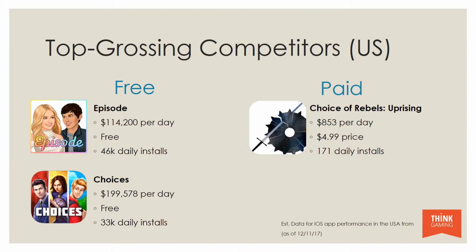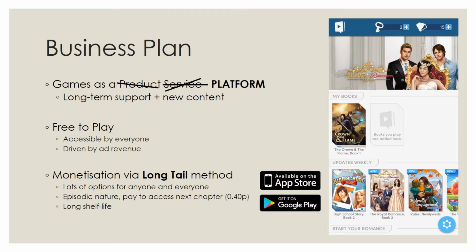As for top grossing competitors, if we look at the free games here, we see that Choices is making 200k per day. And on the other hand, we look at paid games. This is Choice of Rebels Uprising, which is your typical text adventure game. And from Think Gaming, it suggests that it makes $853 per day. So why is there such a discrepancy here? It's because of the business plan that the free-to-play games have. And by choosing to emulate them, we plan to follow in their success.